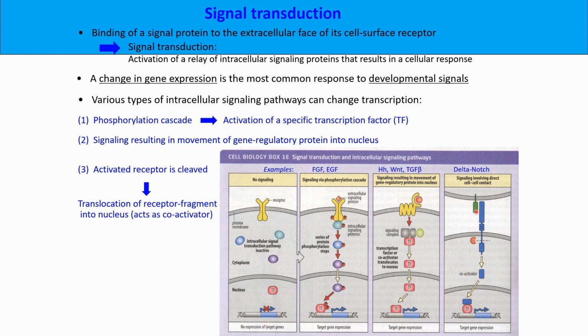And we have another class where the activated receptor is actually cleaved and translocates itself or a fragment of it into the nucleus and acts as a co-activator. And that's particularly important in delta notch signaling, which is particularly important in terms of inductive signaling. Here we see that the delta ligand on one cell contacts the notch receptor on the other cell. This interaction triggers the proteolytic cleavage of the intracellular domain of the notch receptor, and this then can translocate into the nucleus and act as a co-activator for transcription factors and trigger target gene expression changes.